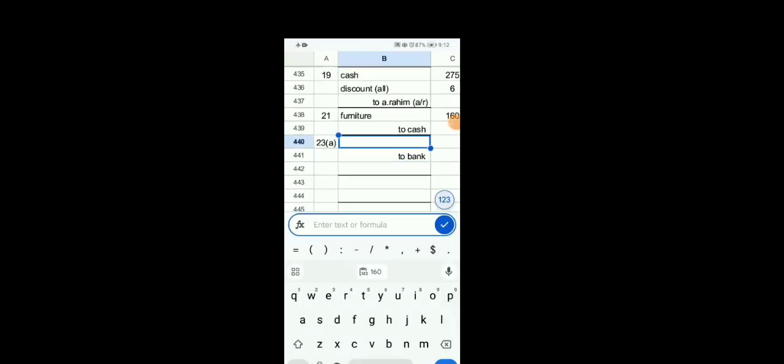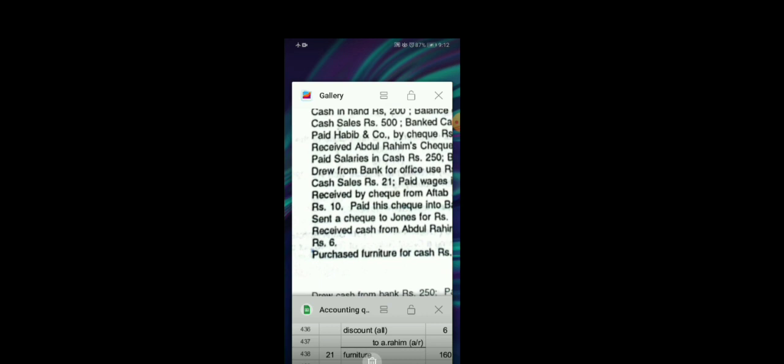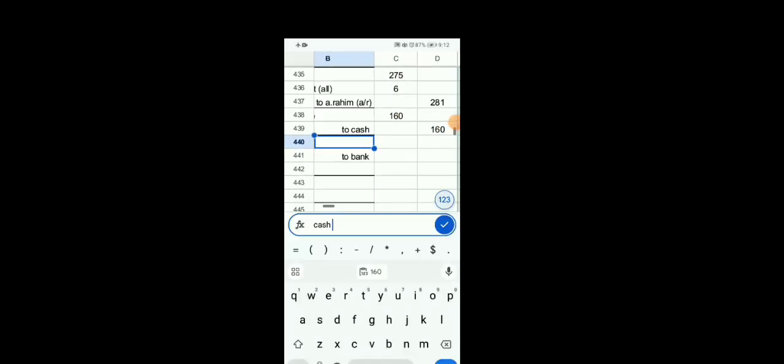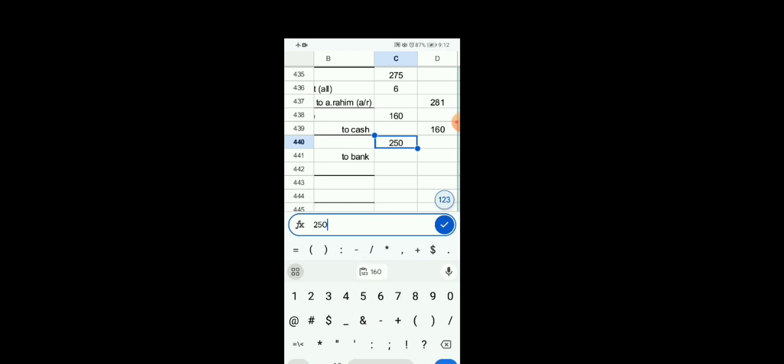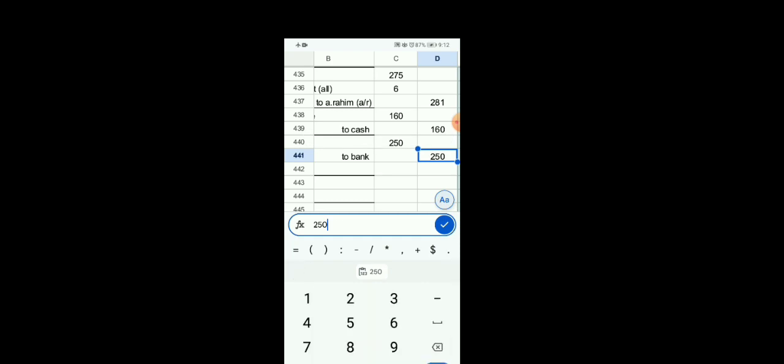When you draw an amount, what will you receive? Drew cash from bank. When you draw some amount, you will receive cash, meaning your cash in hand is increasing. Cash in hand is your asset. Asset is increasing. Increase in asset should be mentioned on the debit side. So you will mention the name of cash on the debit side. How much cash is drawn? That is 250. So you write 250 on the debit side, and the same amount on the credit side. This way your entry number 23A is completed.